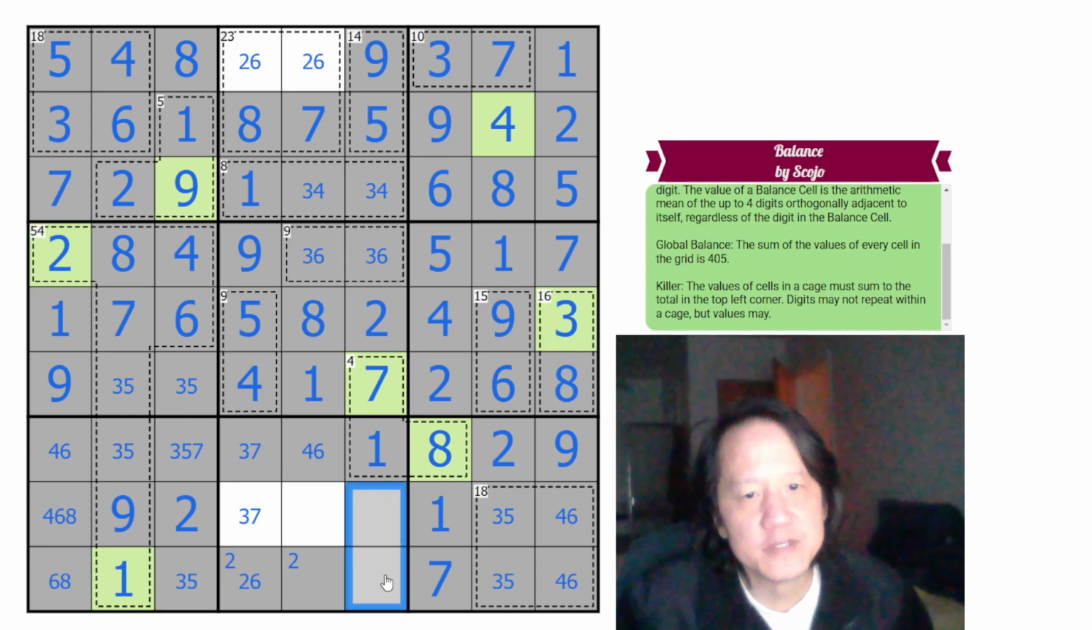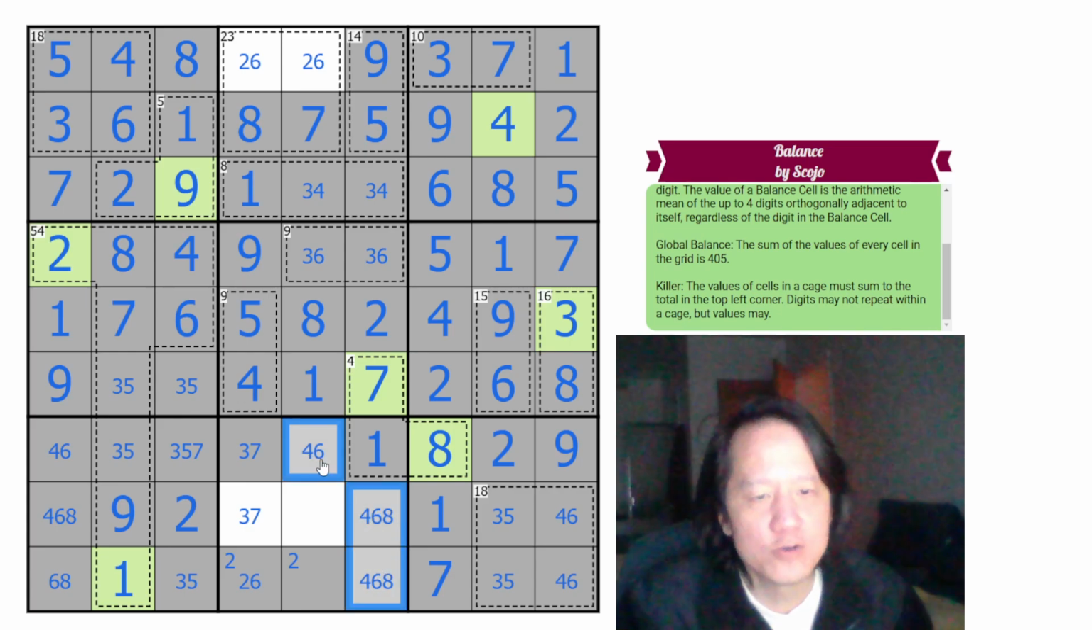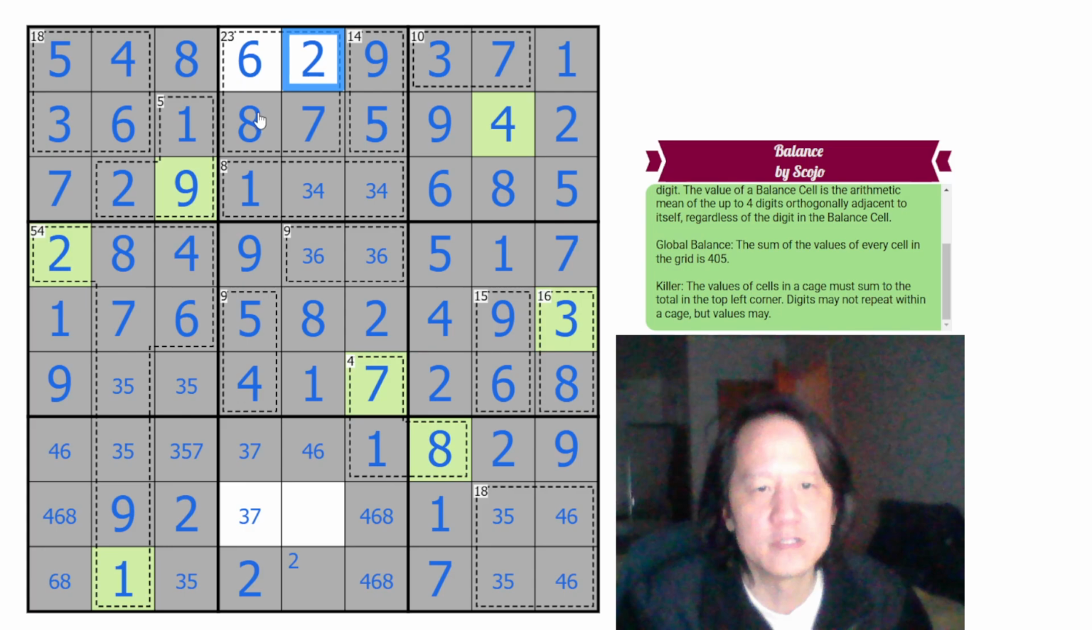The rest of this is 3, 4, 6, or 8. We have a 3, 7, 3, 7 pair in box 8, so this cannot contain a 3. This is now a 4, 6, 8 triplet. We have a 4, 6, 8 triplet in box 8. So therefore, the rest of the box cannot contain 4, 6, or 8. So this cannot contain a 6, so this must be 2, which makes this a 6, which makes this a 2.